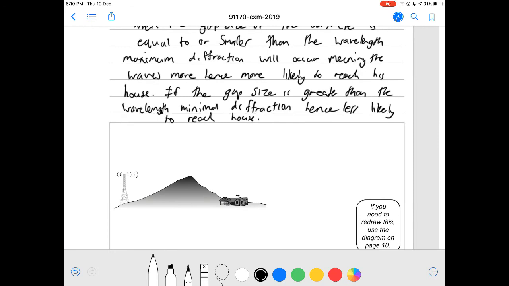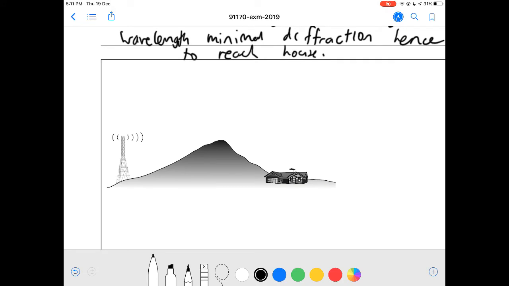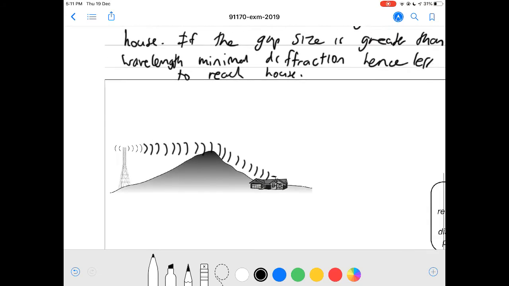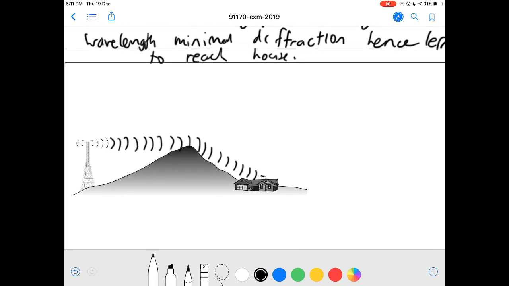Right, so we have to include a diagram as well. I was a bit confused by this diagram. It shows that the waves are semicircular, so look. I drew it something like this, a bit messy. So when it hits the boundary, it's going to diffract and bend towards the house, and the signal is going to be picked up.